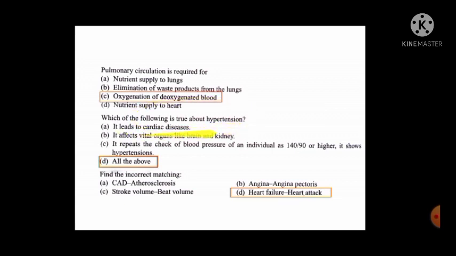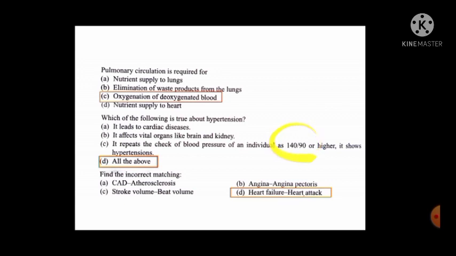Which of the following is true about hypertension? It leads to cardiac disease. This is true. It affects vital organs like the brain and kidney. The heart provides oxygenated blood to the brain for its normal functioning, and hypertension affects the brain.